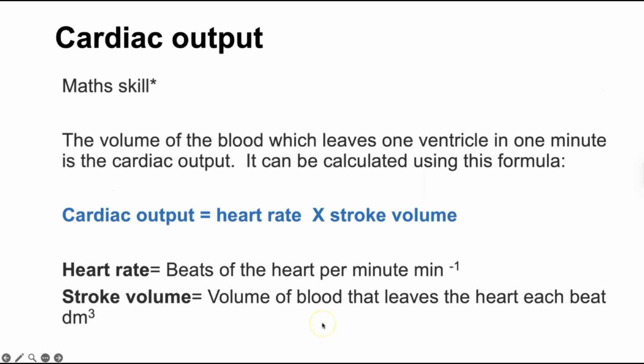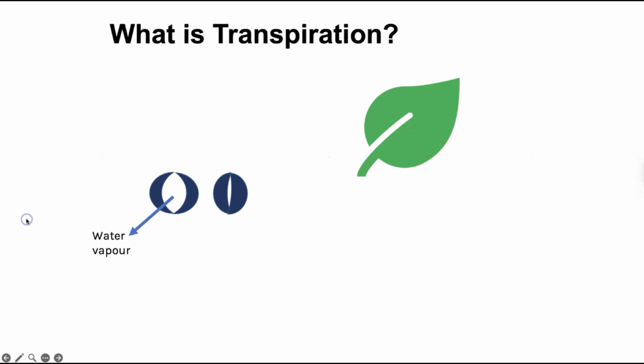Now, there is a math skill linked to this, the cardiac output, and that is the volume of blood which leaves one ventricle in 1 minute. And it can be calculated by doing the heart rate times the stroke volume. And heart rate is beats of the heart per minute. Stroke volume is the volume of blood that leaves the heart each beat.